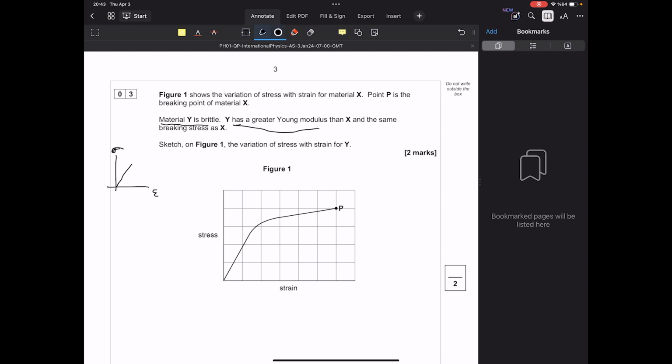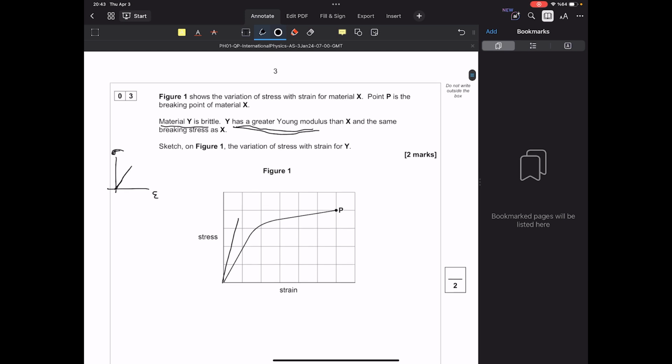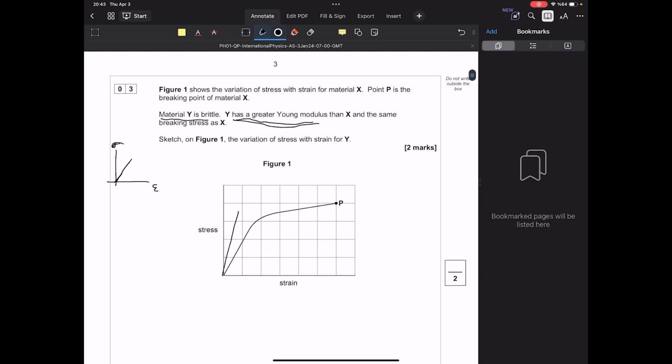Now, a greater Young's modulus means it's going to have a greater slope before hitting the limit of proportionality. So we want to have a higher slope than this. So it'll be something like this, probably. And this determines the stiffness of the material. The higher the slope, the higher the stiffness. So the higher the Young's modulus, the higher the stiffness.